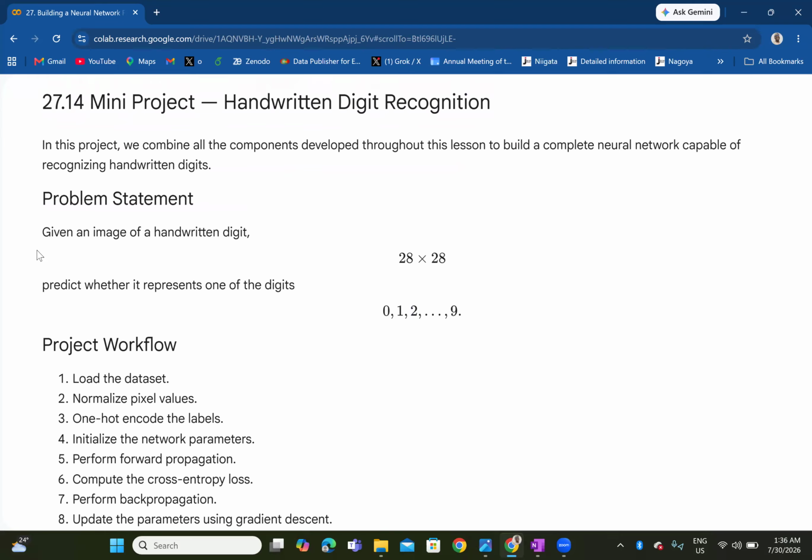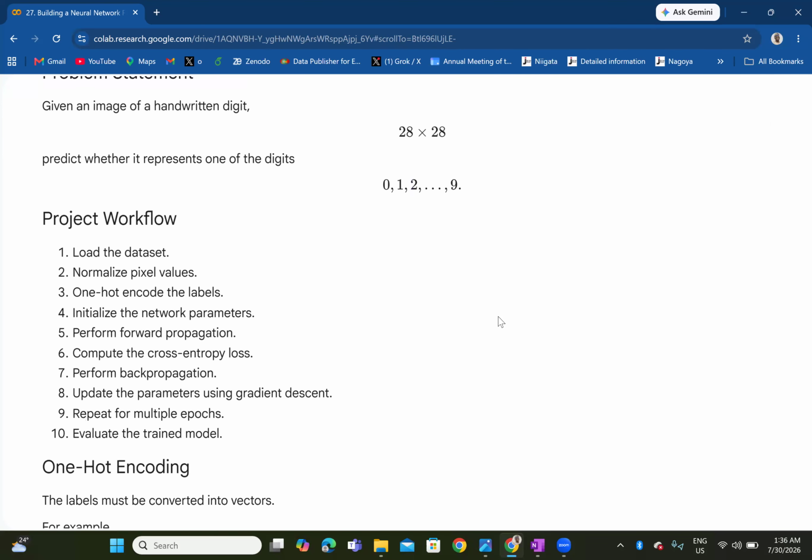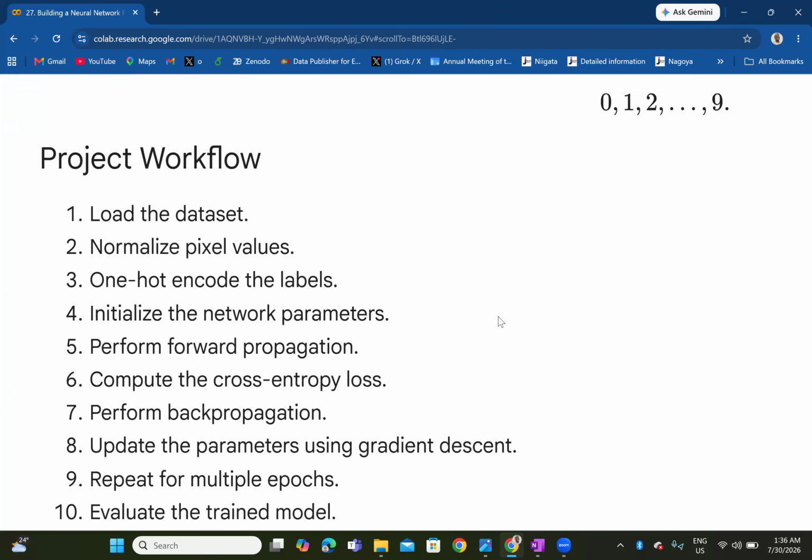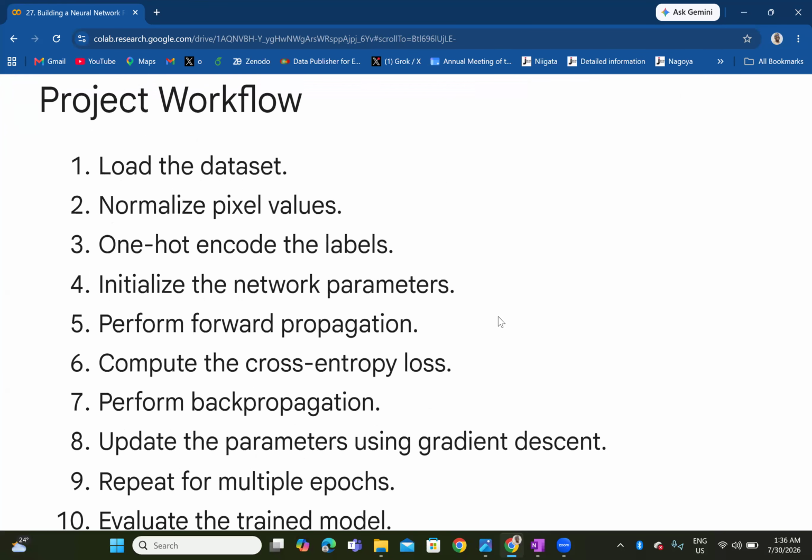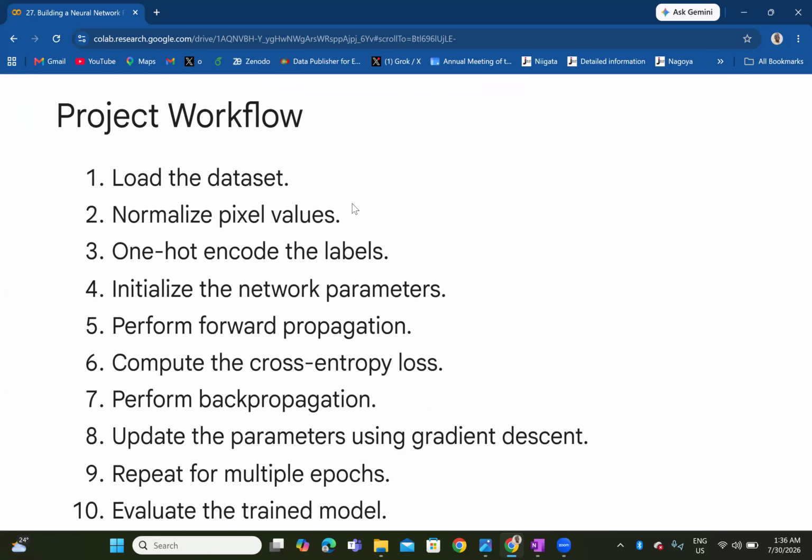So, problem statement: given an image of handwritten digits, 28 by 28, predict whether it represents one of the digits 0, 1, 2, 3 up to 9. The project workflow will go this way. You load the dataset, then you normalize the pixel values. Then you one-hot encode the labels. You initialize the network parameters, perform forward propagation, compute the cross-entropy loss, perform backpropagation, update the parameters using gradient descent, repeat for multiple epochs, and evaluate the trained model.